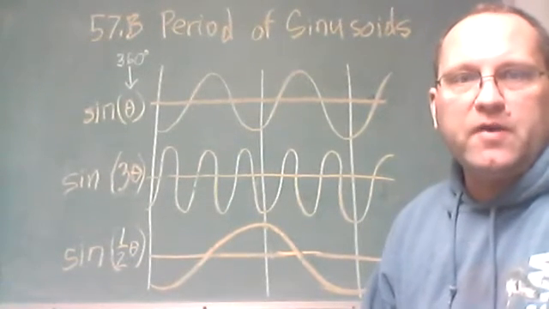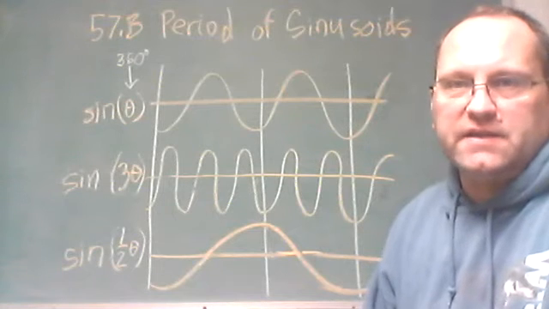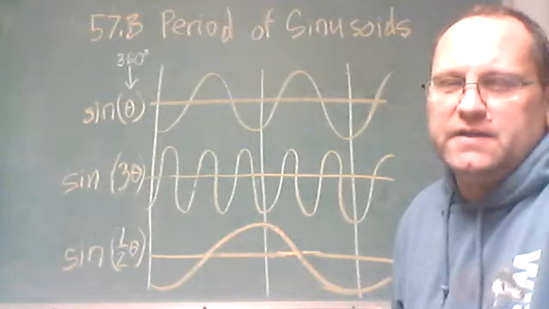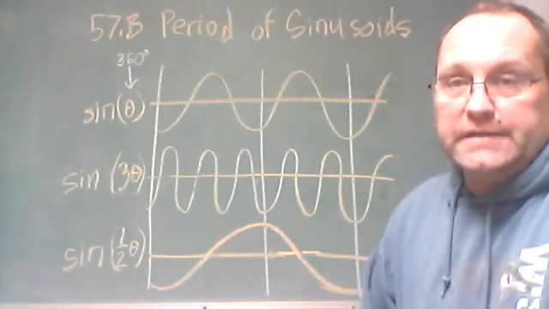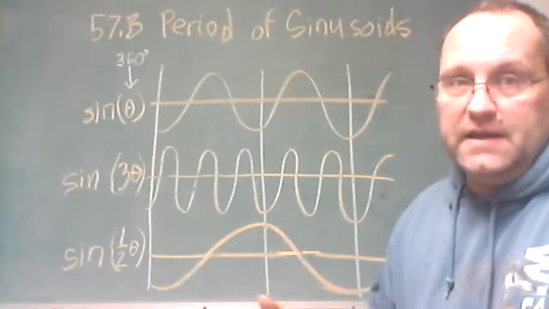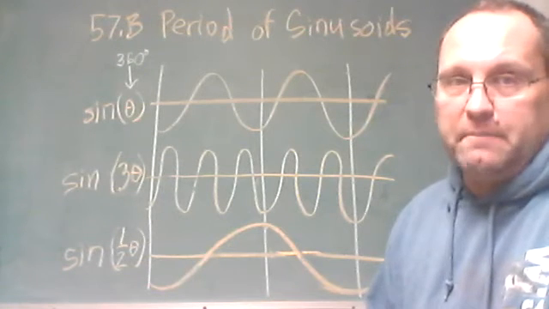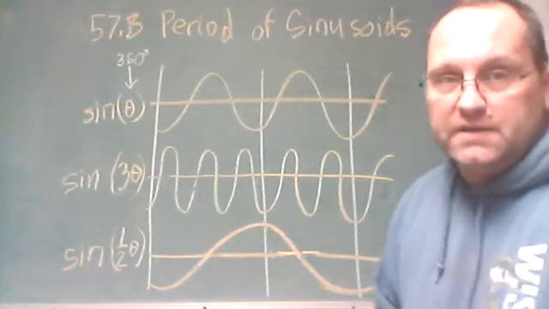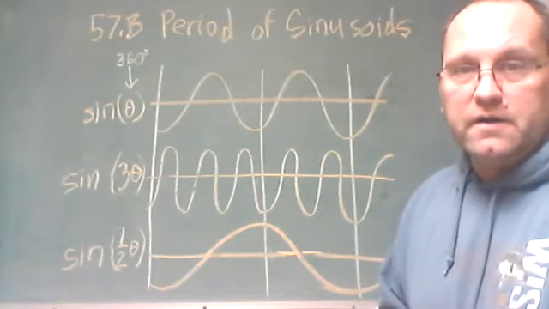This is a supplementary advanced math lesson covering textbook lesson 57B in your textbook, periods of sinusoids. And so definitionally, the book says any function that will repeat itself over and over again at a regular interval is called a periodic function. And the interval at which it repeats is called the period of the function.